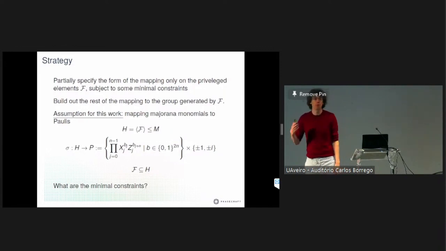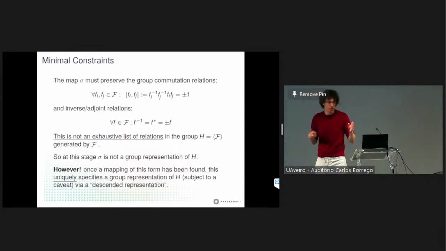Okay, so what are the minimal constraints that you need to satisfy in order to construct these mappings? This should almost look familiar to many of you because of the previous talk. These mappings must preserve group commutation relations. So you have some privileged elements, and you want to make sure that these satisfy these group commutation relations. They also have to satisfy inverse slash adjoint relations. The inverse and adjoint relations are the same because of the algebraic structure of these things, and this relation comes for free from mapping into Paulis. But this relation is really the important one: these anti-commutation relations.